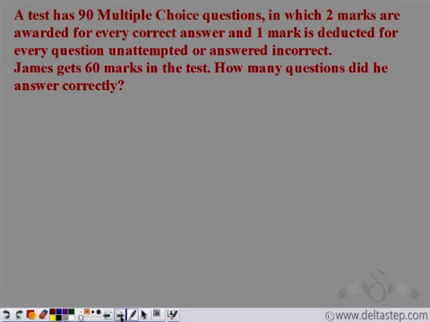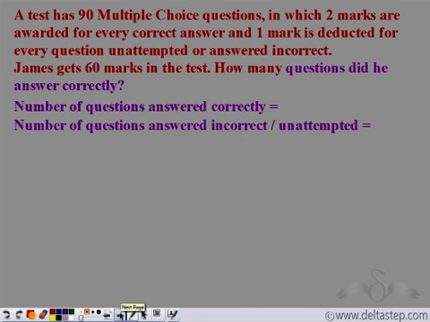So what is unknown here? In this case, how many questions did he answer correctly? It is the unknown, or the number of questions unattempted or answered incorrect. This is another unknown. So these two are the unknowns: questions answered correctly and questions incorrect or unattempted. So let us assume that the number of questions answered correctly is x.